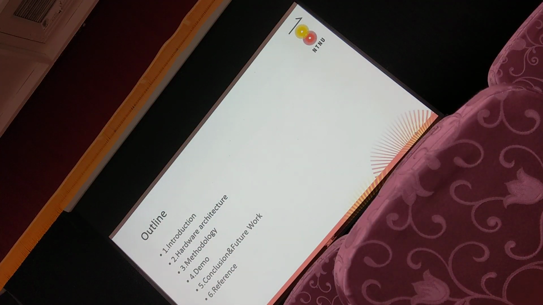In this outline, first I will talk about the motivation for this research. Next the design of the hardware structure, and then the methodology. I will try to use a kind of math to realize the robot movement. And I will show some results in the demo part. And finally, I will give a conclusion and talk about future work.